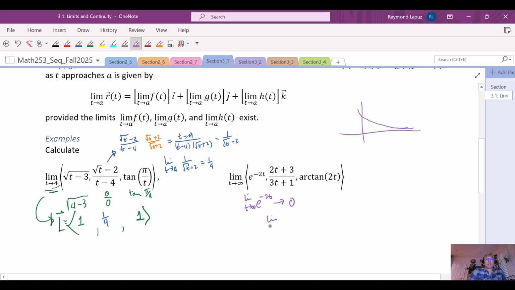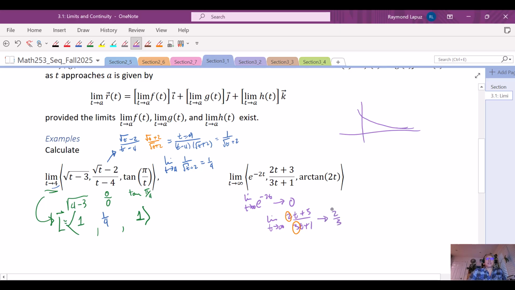Limit as t goes off to infinity of (2t + 3) over (3t + 1). If we have a polynomial over a polynomial, like a rational function, and they happen to have the same degree, then we simply look at the limits. Well, the limit is simply going to be the coefficient of those highest terms in the polynomial. You can use L'Hopital's rule if you want, because this is going to be infinity over infinity, but it really just comes down to those coefficients.